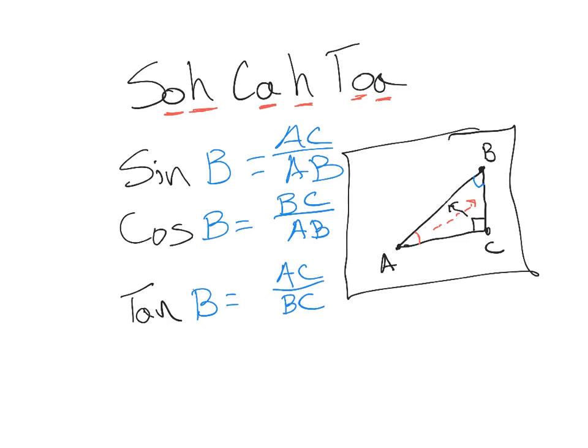SohCahToa is just an easy way to remember how these are related, right? Sine is opposite over hypotenuse, cosine is adjacent over hypotenuse, tangent is opposite over adjacent. So it's just a good mnemonic device for remembering all that.